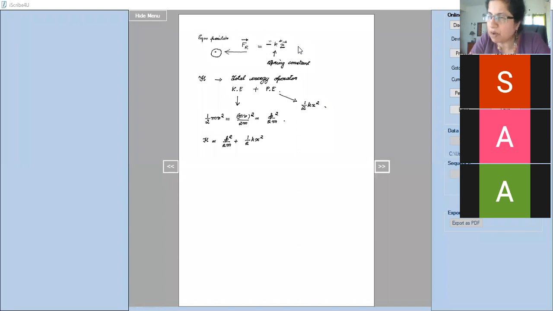Now we are going to write it a little differently. We will not really use this k. If you remember, can anybody tell me what is the time period of a harmonic oscillator? Does anybody remember?